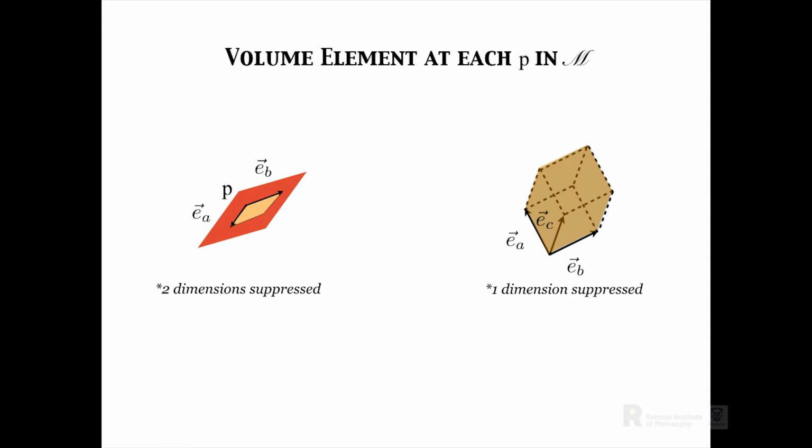which is an ordered basis actually, defines a little volume. So in 2 dimensions, it's going to be a parallelogram. In 3, it's a cube, and in 4 dimensions, it's something called a parallelotope.